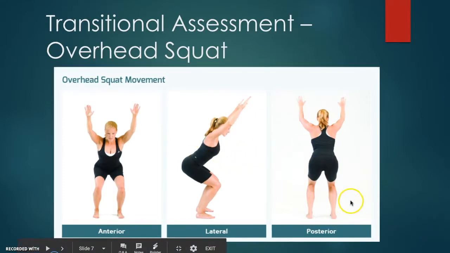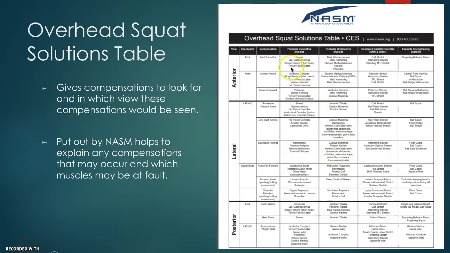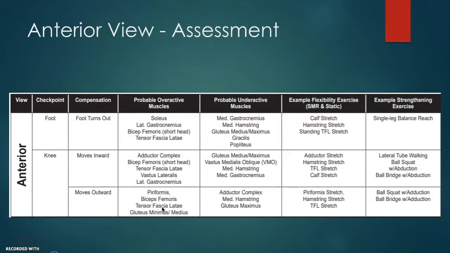As we go through our overhead squat, we will be referencing the overhead squat solutions table provided by NASM, and this gives us compensations to look for and in which view we would see these compensations occurring best. For example, in the posterior view, we would best be able to see if the feet flatten, if the heel raises, or if there's an asymmetrical weight shift. If any one of these compensations is occurring, it provides us a list of expected overactive and underactive muscles, along with suggested exercises for SMR and stretches, and an integrated exercise that we can incorporate into our exercise continuum at the end of our presentation.